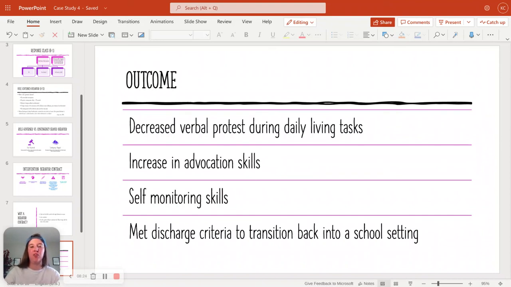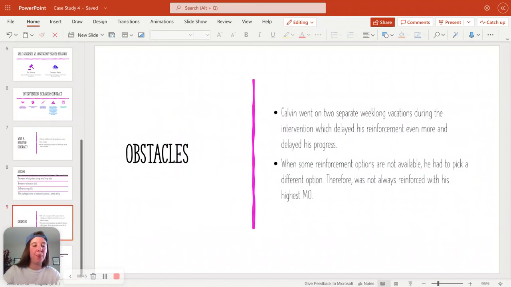So he was able to kind of look intrinsically, and he was motivated by maybe the baseball game. So he started showing those replacement behaviors and was able to do that himself without us prompting him through displaying those replacement behaviors. He also, at the end of this intervention, met the discharge criteria to transition back into a school setting, which was awesome.